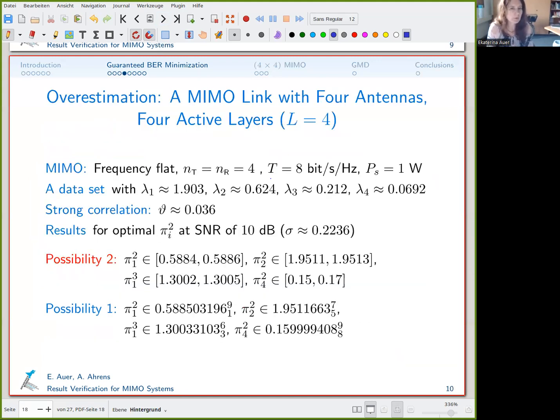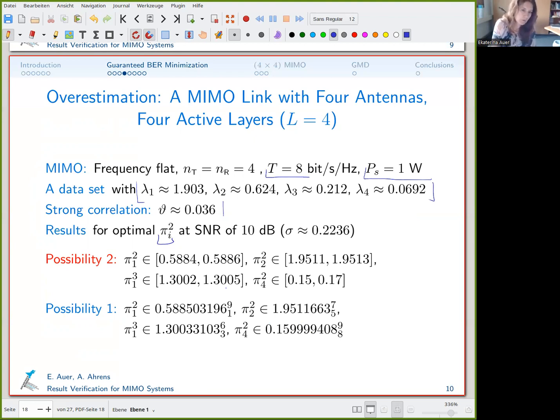What we found out is that the second possibility is more affected by overestimation. Here is an example of what kind of overestimation we can get. Again, we consider a MIMO link with 4 antennas and 4 active layers, so the throughput is 8 and the power is 1 watt. We consider just one data set here with those single values. This is a strongly correlated system with this correlation coefficient. The results for the optimal values of those power allocation parameters at the given signal to noise ratio of 10 dB are, for possibility 1, such that the maximum width would be in the area of 10 to the power of -2.